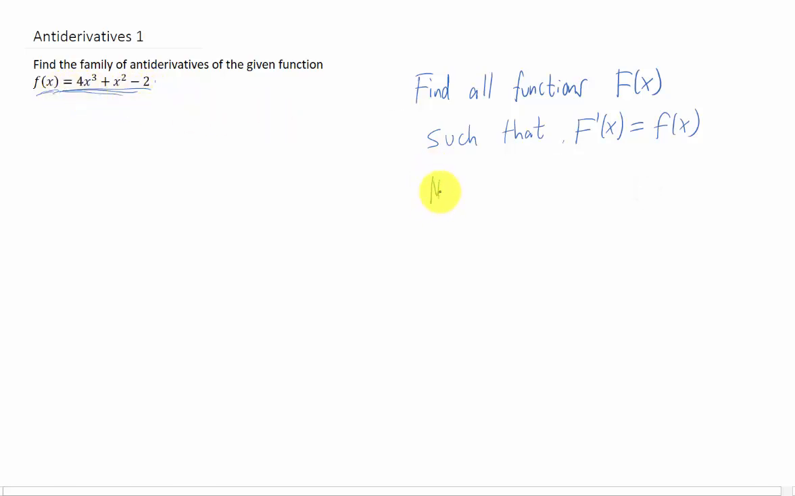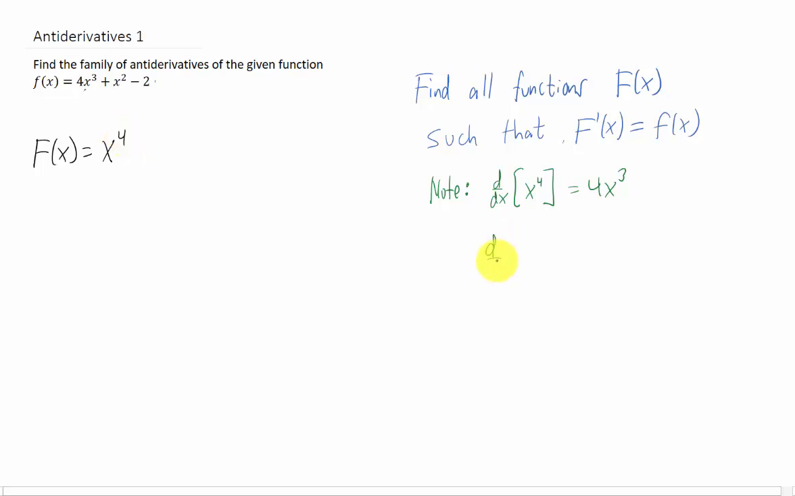One thing that you might note is that the derivative of x to the fourth is 4x cubed. And that's great because that's exactly what we want for this first term right here. We want a function whose derivative is 4x cubed. So the first term in my antiderivative, which again is capital F, is x to the fourth.